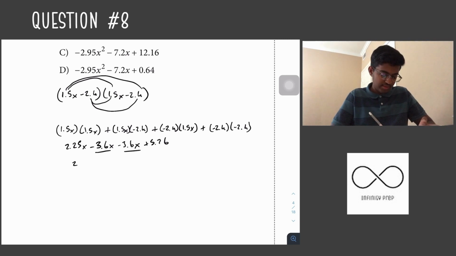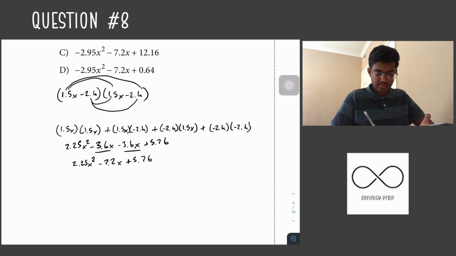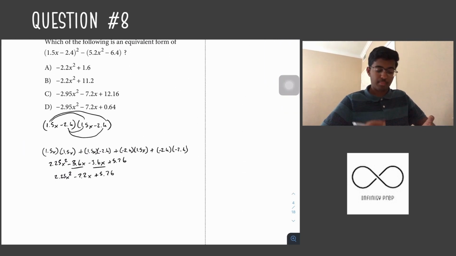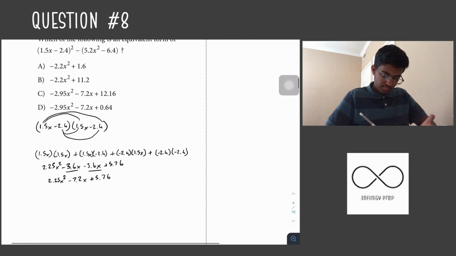1.5x times 1.5x would be 2.25x squared, and negative 2.x, when we combine those two, we get negative 7.2x and plus 5.76. Now that we have the final equation, we can combine it with the negative 5.2x squared minus 6.4, and you can just add that on here, 5.2x squared minus 6.4.